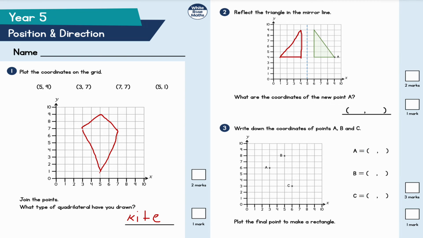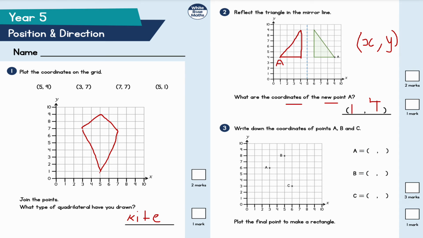Here it says what are the new coordinates of the new point A. So it's going to be 1, 4, because point A is now here, along the corridor, up the stairs. You're always doing the x-axis first, the x coordinate, and then the y coordinate. We are always looking at it in the context of x coordinate first, then the y coordinate.